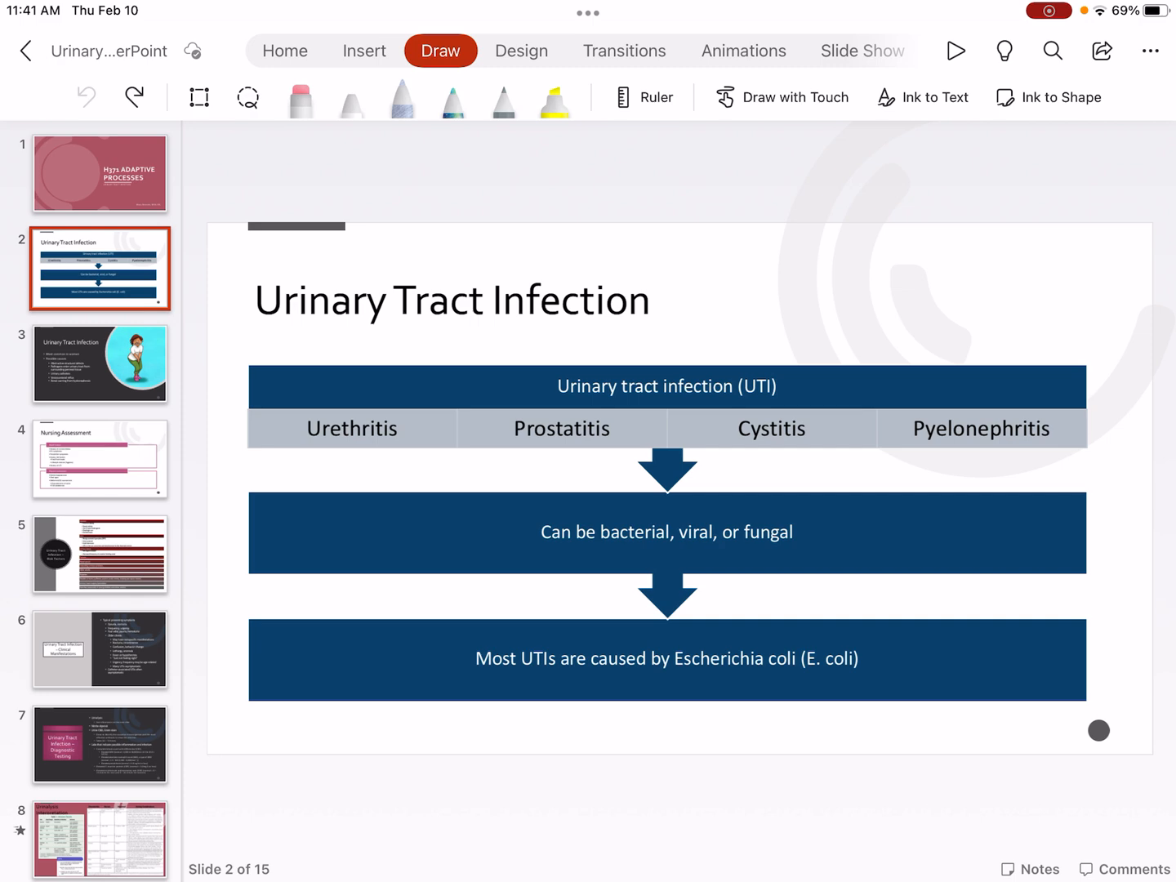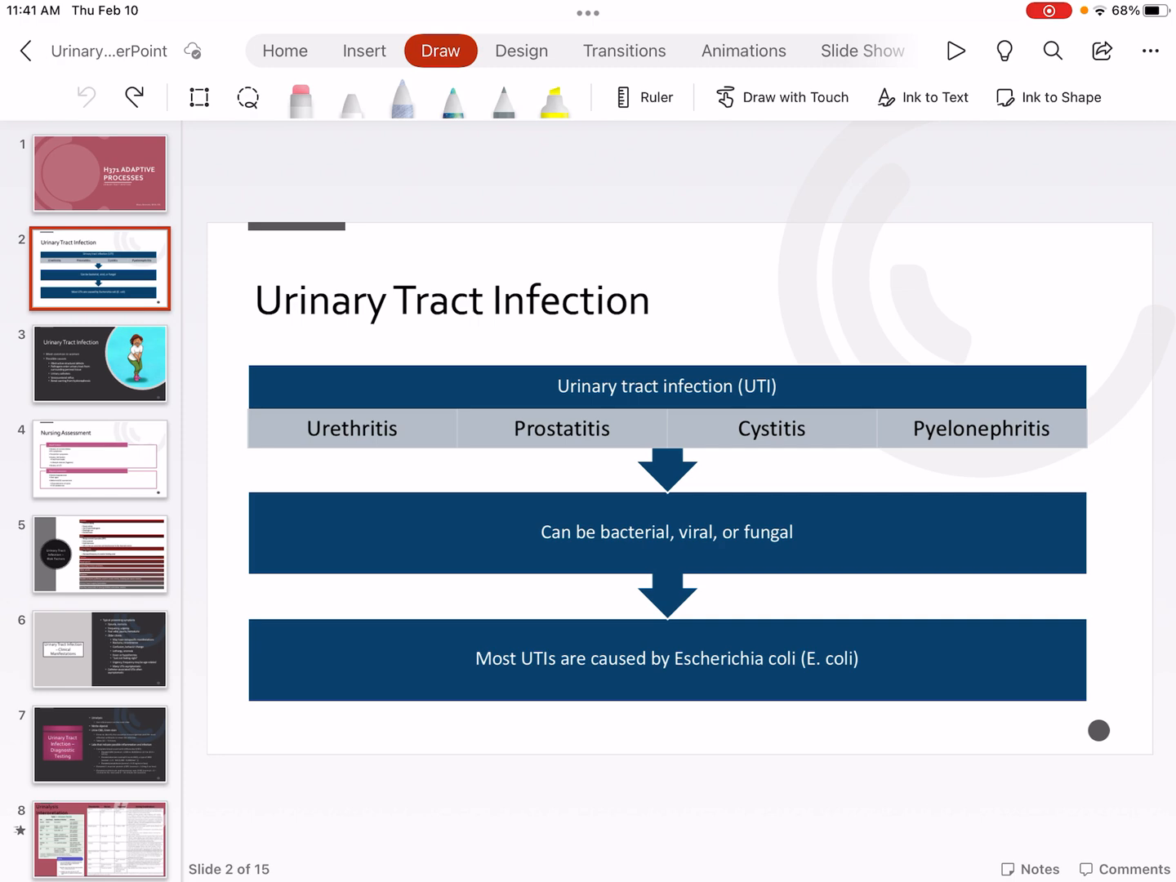Then there's prostatitis. That's an inflammation of the prostate gland, so that would clearly only be present in men because women don't have prostates. And then there is cystitis, which is inflammation of the urinary bladder. And then pyelonephritis is inflammation of the kidney parenchyma, which is a fancy word for tissue, so the kidney tissue, and also the renal pelvis.